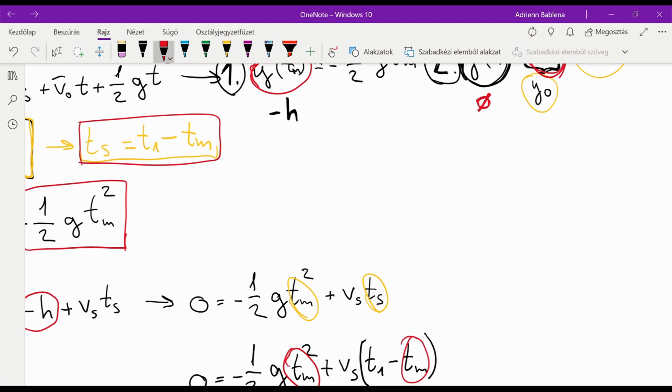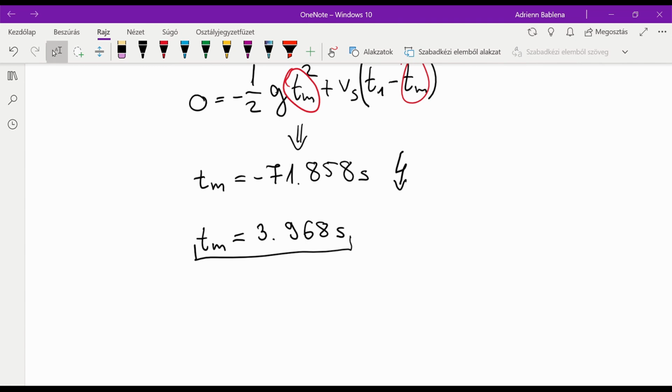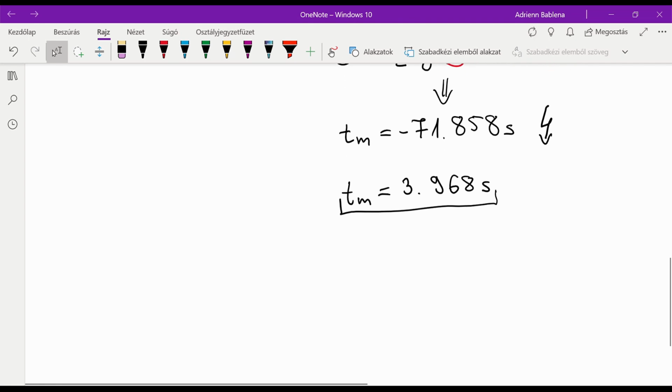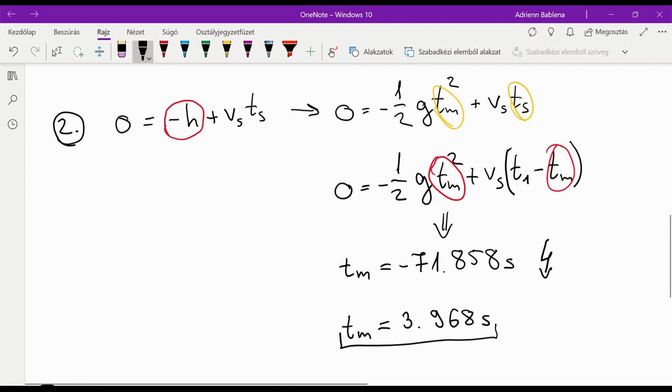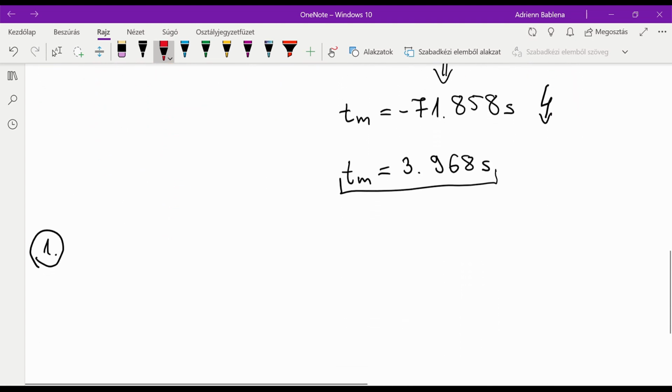And we can calculate Ts from here. But we don't need Ts. But if you would know, you can calculate Ts. From Tm, now we can calculate H from the first equation. So now we know Tm, g is an initial parameter. So from the first equation we can calculate H.